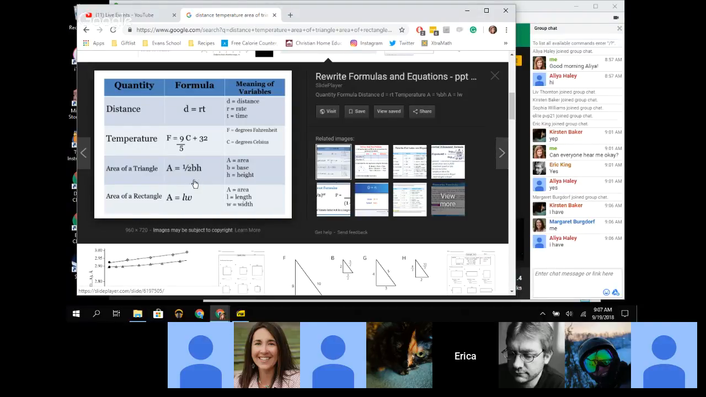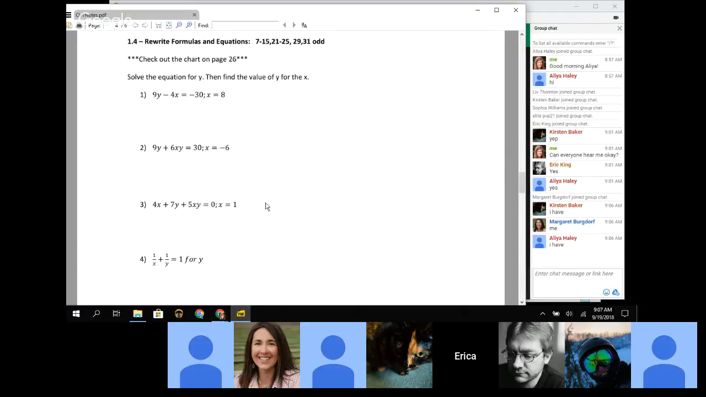Awesome. Okay, so what we're going to be talking about today seems a little bit weird, but it's actually an important skill to have in algebra, and I'll explain why. This is called rewriting formulas and equations. If you have an equation like 9y minus 4x equals negative 31, I may ask you to rewrite that equation in terms of y equals something.